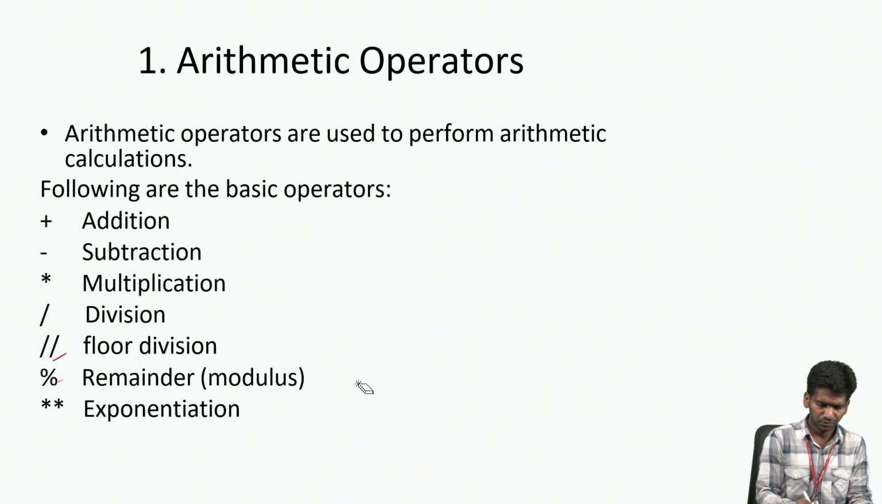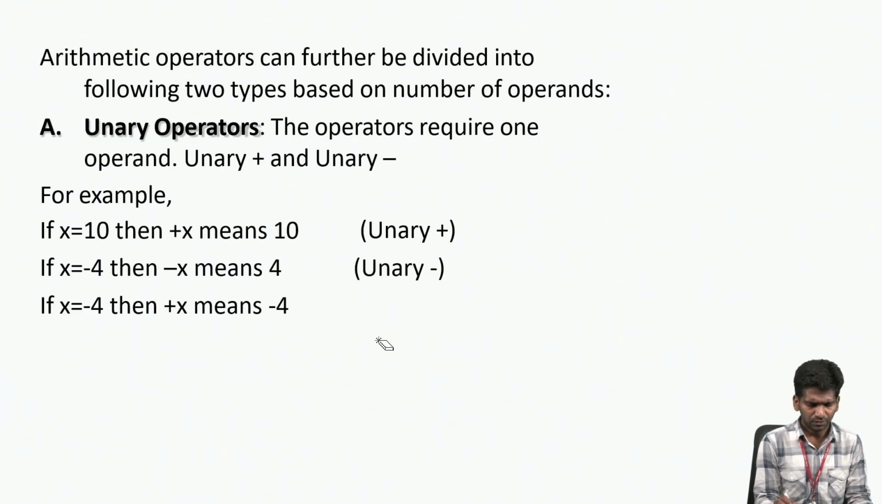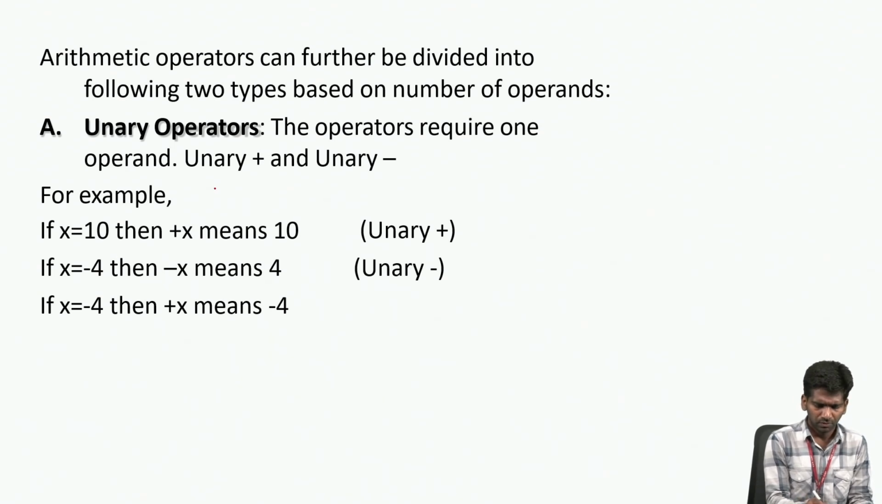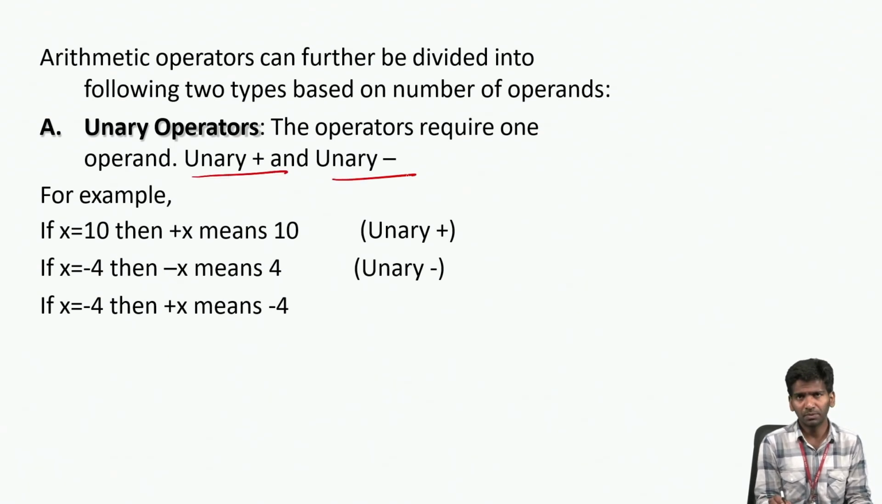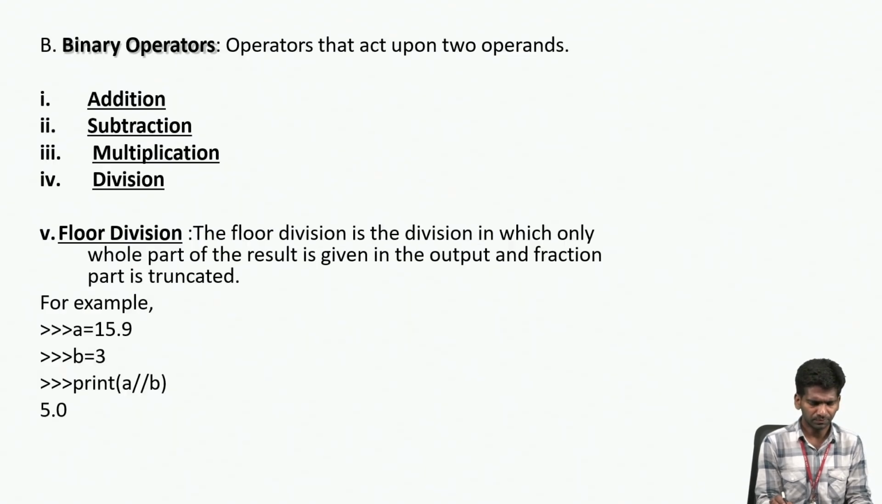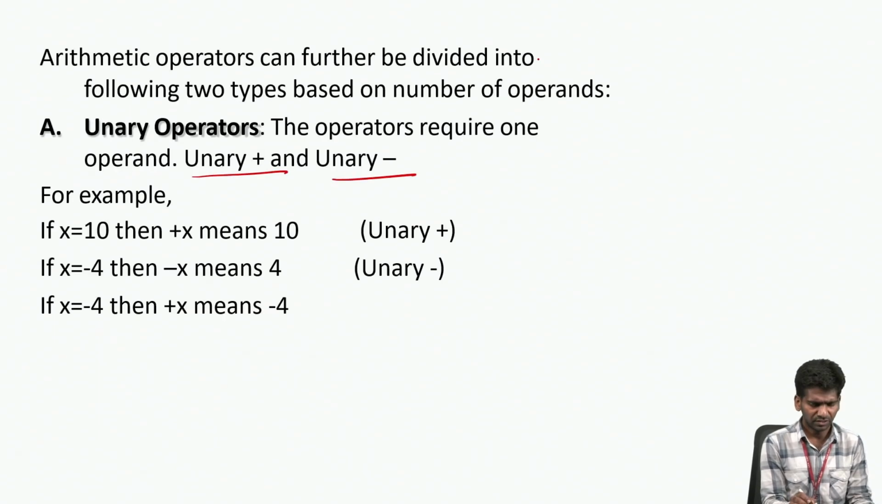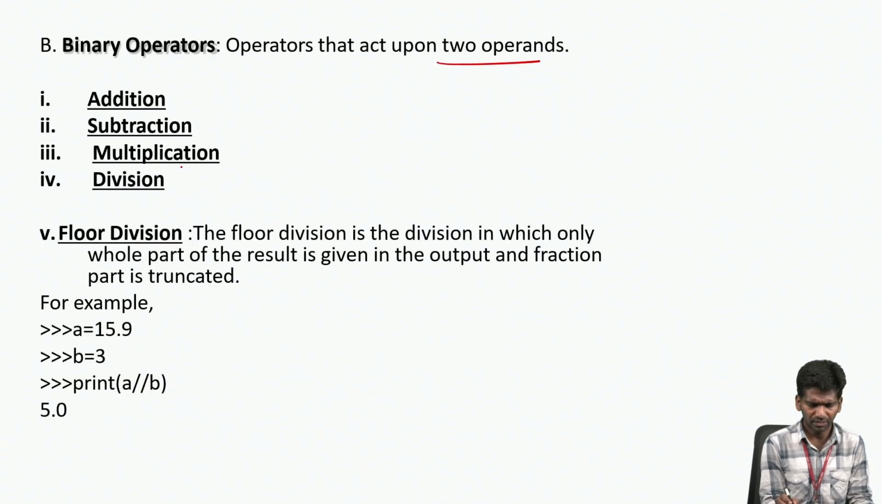Next, unary operators mean plus, minus. Unary plus and unary minus. In arithmetic also these are special kinds of operators. Those are unary operators. Next, binary operators. You can see addition, subtraction, multiplication, division. They perform on two operands, whereas unary operators require one operand. Binary operators work on two operands.